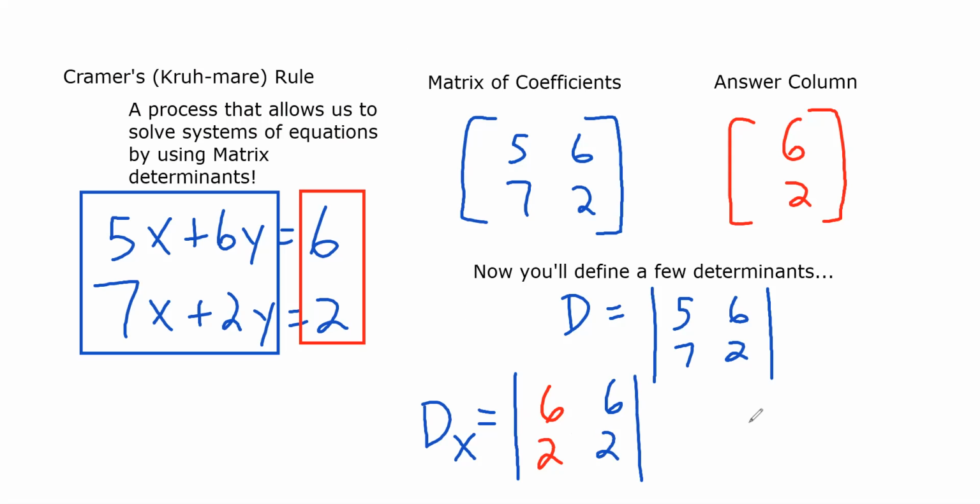You're also going to define a DY determinant. And now what you do is you replace the answer column into the second column of the matrix of coefficients, leaving the first column the same. Which is pretty neat.